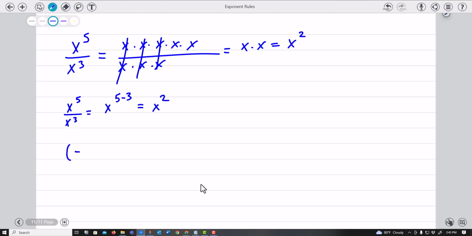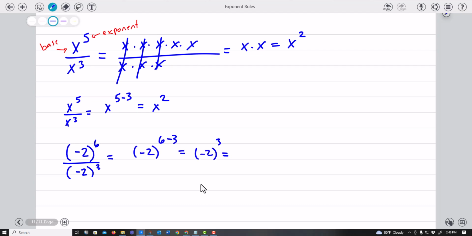Again, you can do the same thing with numbers, say -2 to the 6 over -2 to the 3. The important part is the bases have to be the same. So what am I calling the bases? This big number or our variable, and these are the exponents. And so here I can do the same thing, -2 and then 6 minus 3. So -2 to the 3rd power, which would be -2 times -2 times -2, and that would be -8.